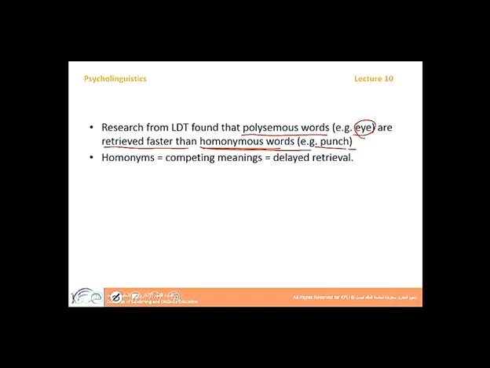So it's quicker for us to retrieve eye or mouth because they are polysemous words. They are close in meaning, let's say. But homonyms, no. Two different meanings. Let's say homonyms equal competing meanings. We have three or four meanings competing, and then we choose one of them. But when it's polysemy, it's the same meaning, more or less. So we retrieve it faster.